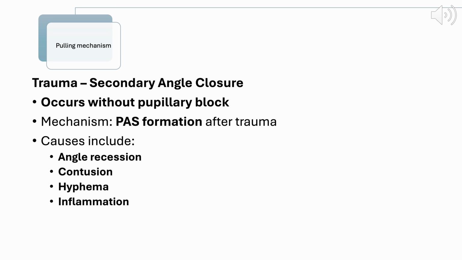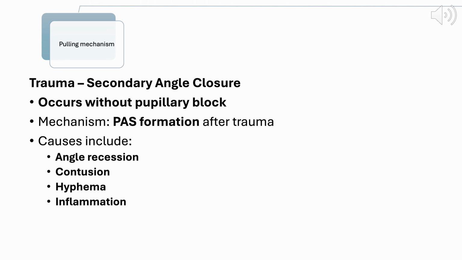Angle recession following blunt trauma can disrupt the normal anatomy of the angle. Direct contusion injuries may lead to structural damage. Hyphema can set the stage for inflammatory and fibrotic changes. And inflammation itself, whether acute or chronic, can drive synechial closure over time. The unifying feature here is that trauma initiates structural or inflammatory changes that result in progressive angle closure independent of pupillary block.